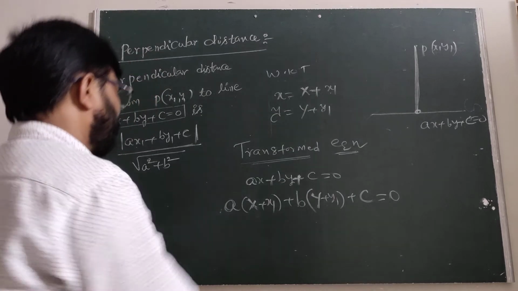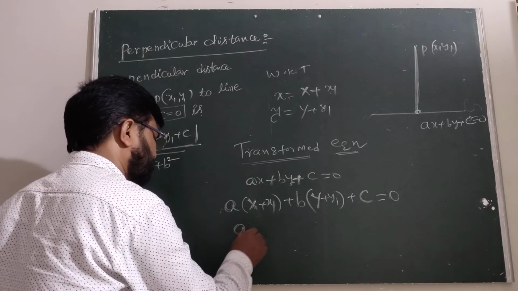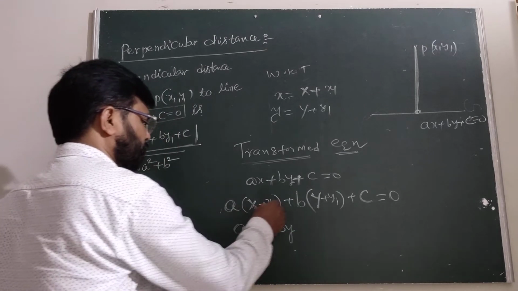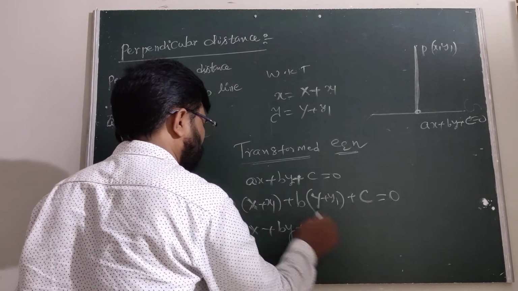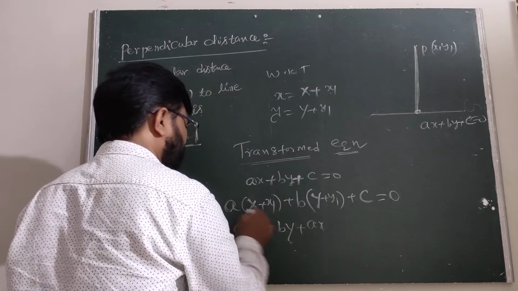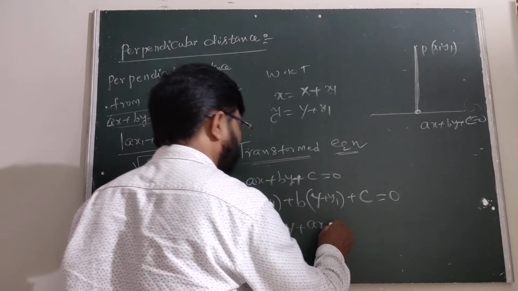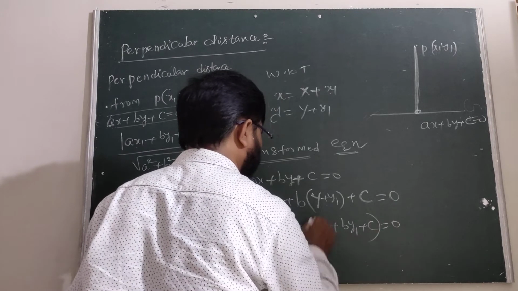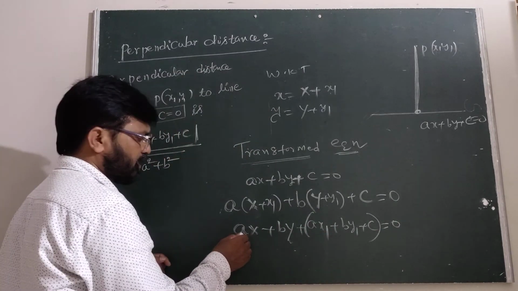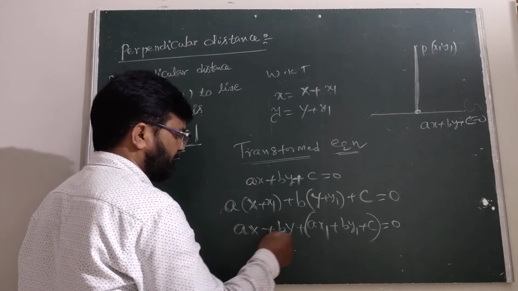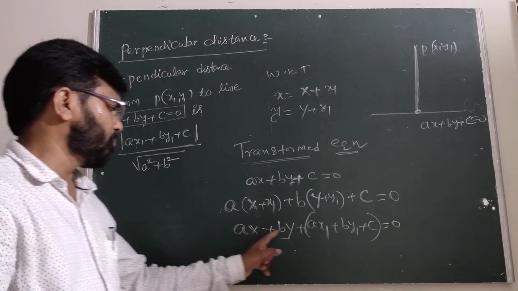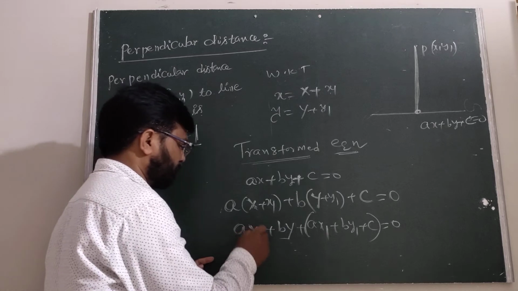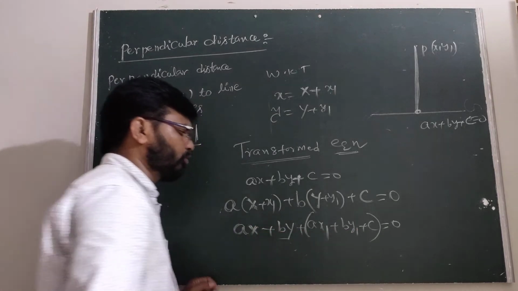Now the transformed equation is a into X, that is aX, plus b into Y, that is bY. This is a into x1. All of you listen here: a into x1, ax1, b into y1, by1, plus c equal to 0. Now this is aX plus bY plus c. We have to compare this one with ax plus by plus c equal to 0.